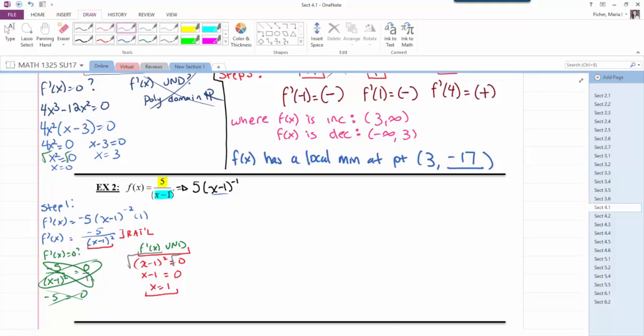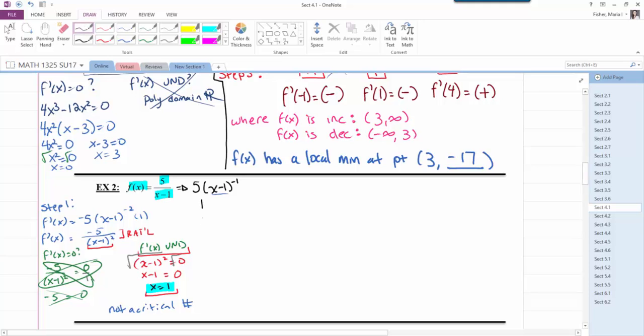Now it is not a critical number, and the reason that it's not a critical number is, recall, in order for this to be a critical number, x equal 1 has to exist in the domain of f of x. But if I look here, my function is 5 over x minus 1. So it's also a rational function, and the domain of that function is all real numbers except for 1. So 1 would not be a critical number, but it is a partition number of this function.